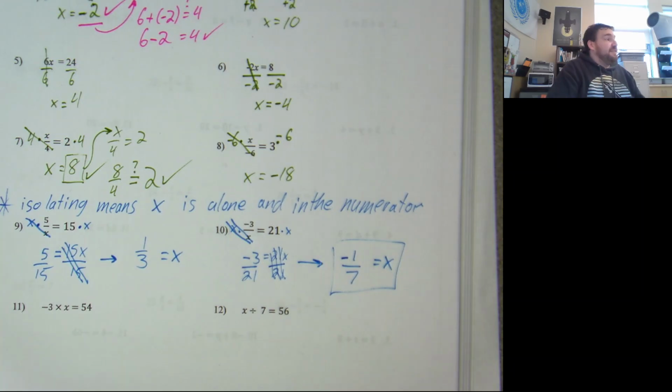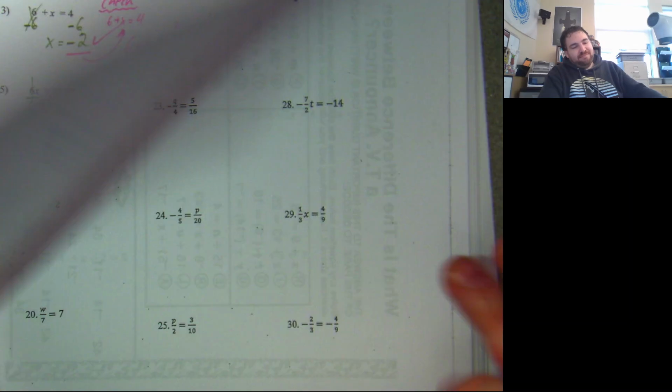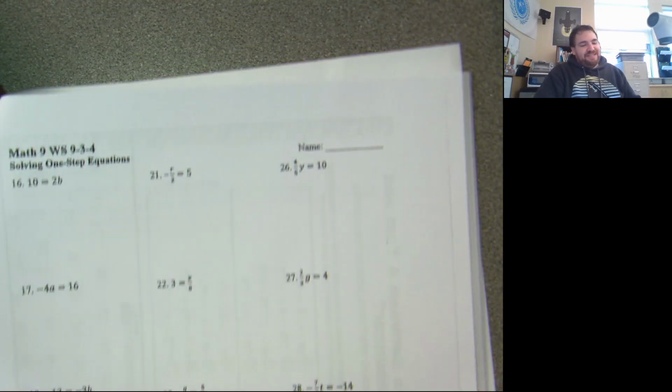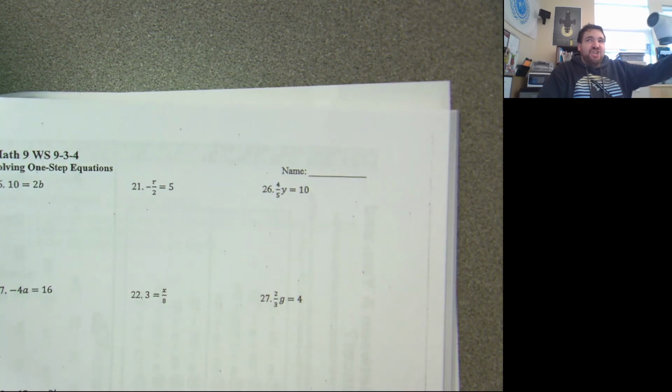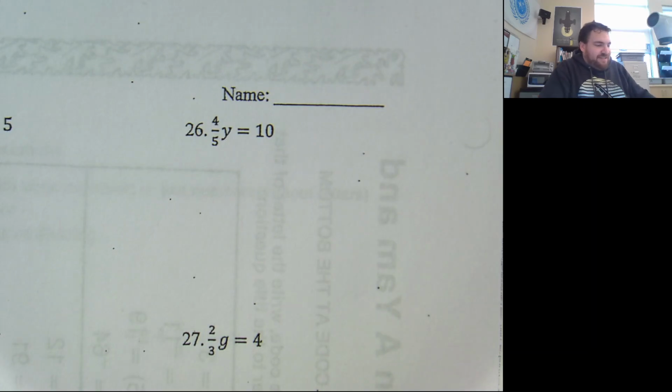Just for funsies, I want you to flip the page. And we're going to take a look at number 26. Just for funsies, one more example I want to do with you guys as a class before I give you your work. Find me question number 26. Here we go.